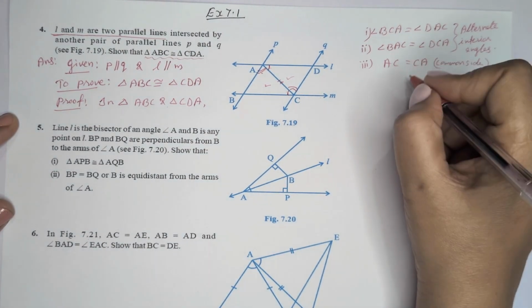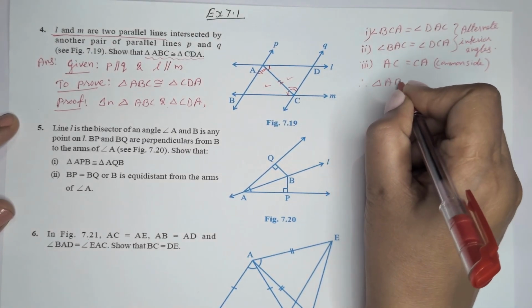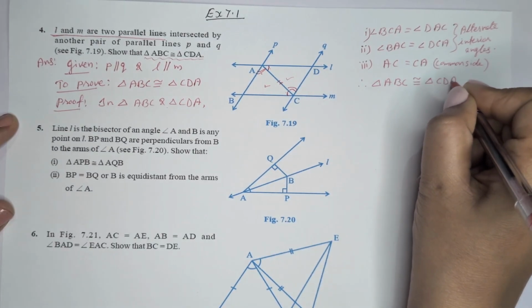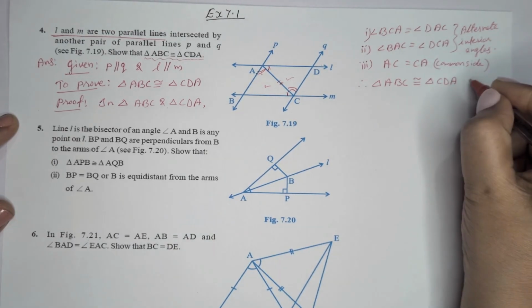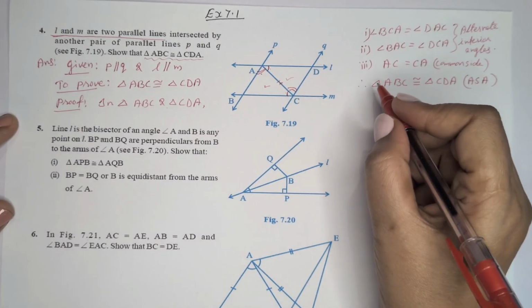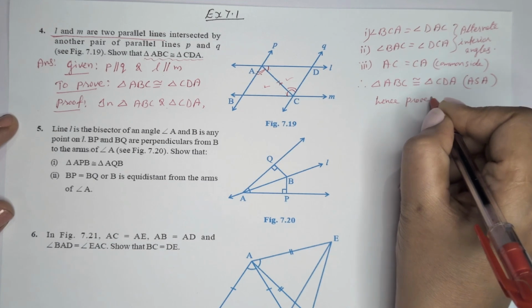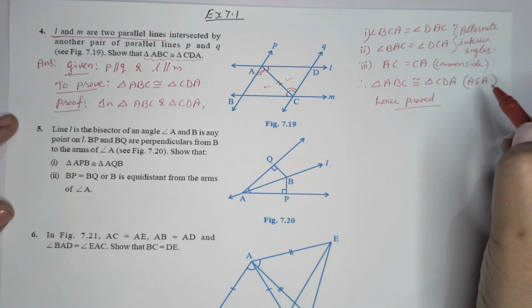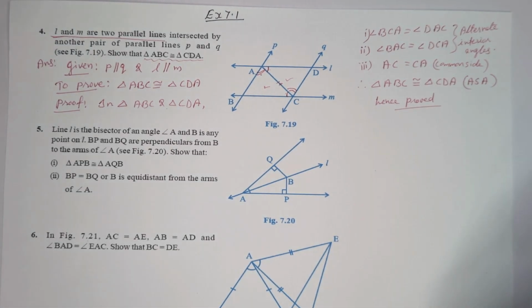So by using these three conditions we can write, therefore triangle ABC is congruent to triangle CDA. Here two angles and one side, so ASA congruency. So we proved that, hence proved. The question was to prove that these two triangles are congruent. So by these three conditions, using ASA congruency criteria, we can write these two triangles are congruent.